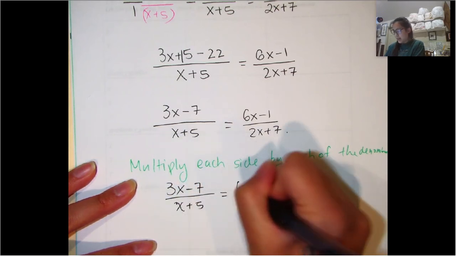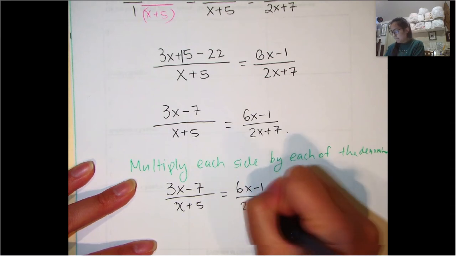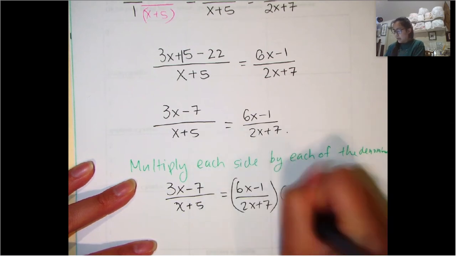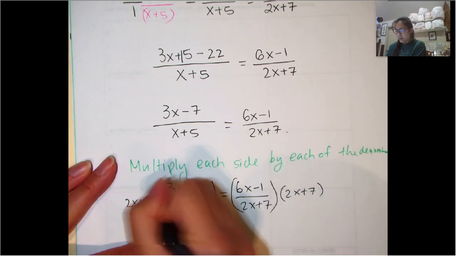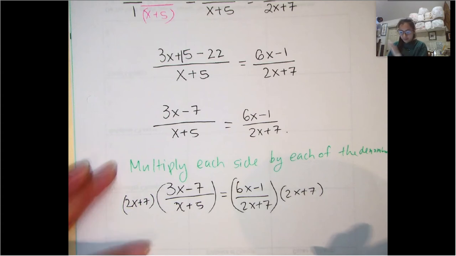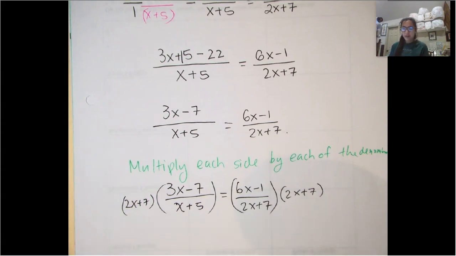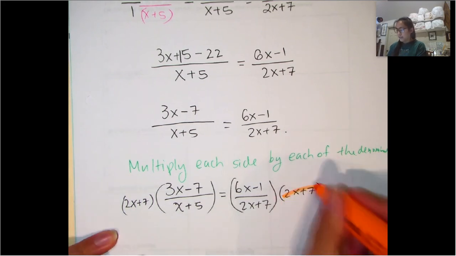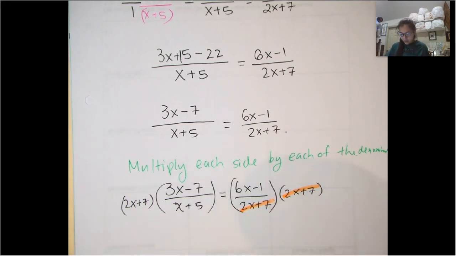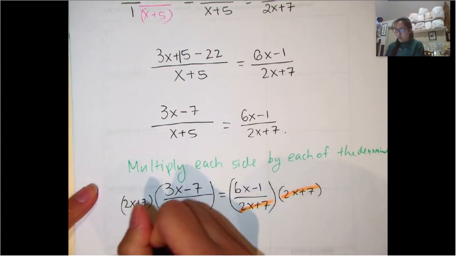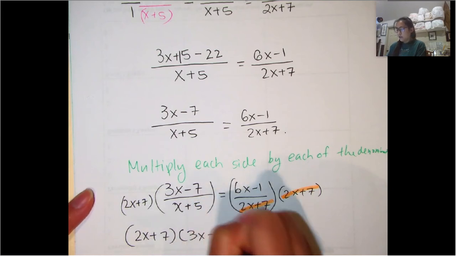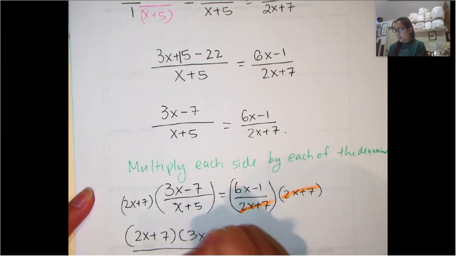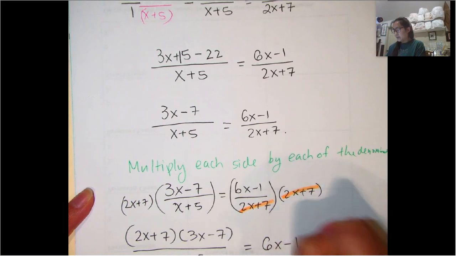So we'll multiply, for example, both sides by 2x plus 7. If you do the same thing to both sides, it's allowed because it's an equation. So 2x plus 7 over 2x plus 7 will divide out, and so you have 2x plus 7 times 3x minus 7 over x plus 5 equals, and then 6x minus 1.